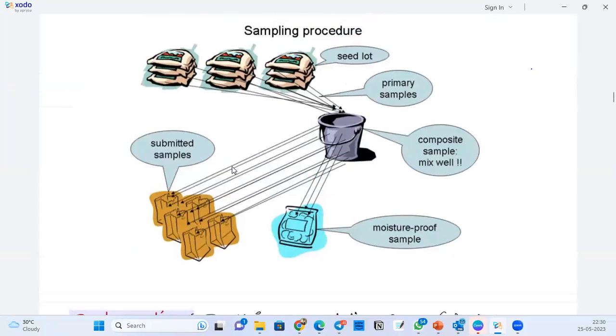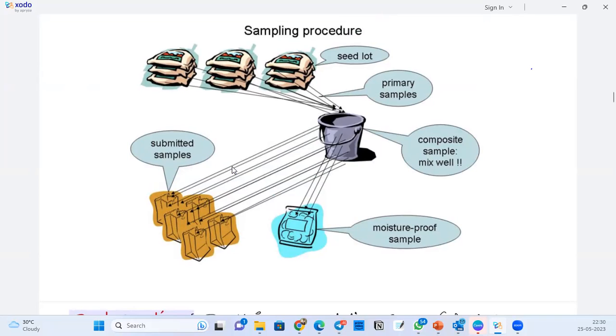So next, it's about sampling. How do we do the sampling? We just stopped our discussion at seed storage. Once the seeds are stored in the godown, this is how it looks. They are stacked one above the other in storage godowns. From this stacked seed lot, the seed samples are taken.